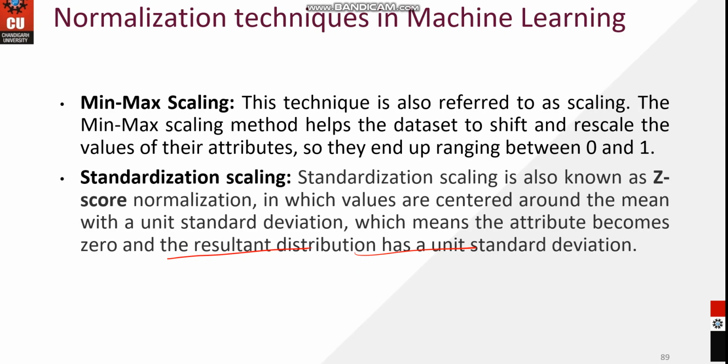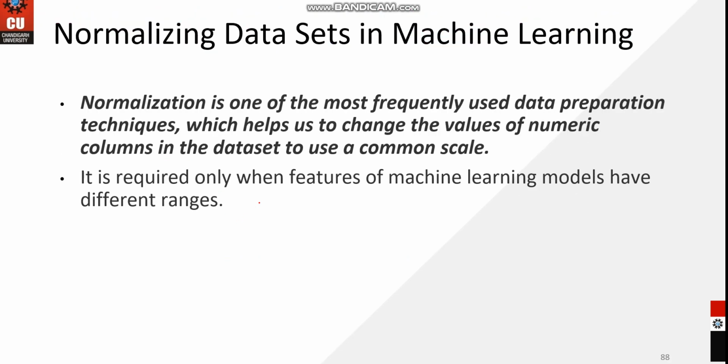Now as we have understood normalization, we should know one more common terminology, standardization. So we have standardization and we have normalization. These are two techniques of data preparation. Now let's understand the difference between these two. Normalization is a technique that uses minimum and maximum values for scaling the model. On the other hand, the standardization technique uses mean and standard deviation.